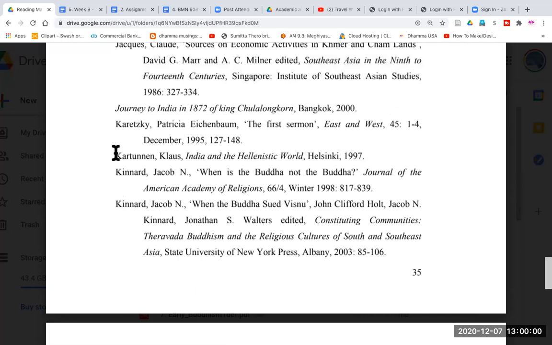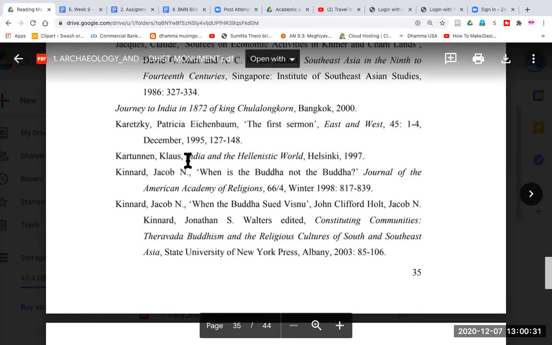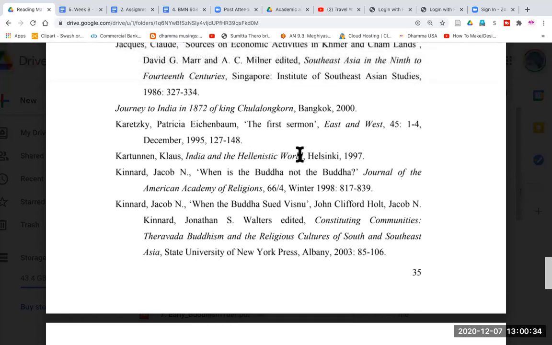Okay, let me see if I can find a book over here. Yes, this is a book. Karttunen, Klaus. Okay, this is the last name and the first name. And India and the Hellenistic World. This is the title of the book. And you can see here, the title of the book is in italics. When you use the title of a book, you write it in italics. Then the academic world knows that it is the title of a book. And then comma, all this little information is important here. And then we have Helsinki. This is the place of publication. And 1997 is the year of publication.